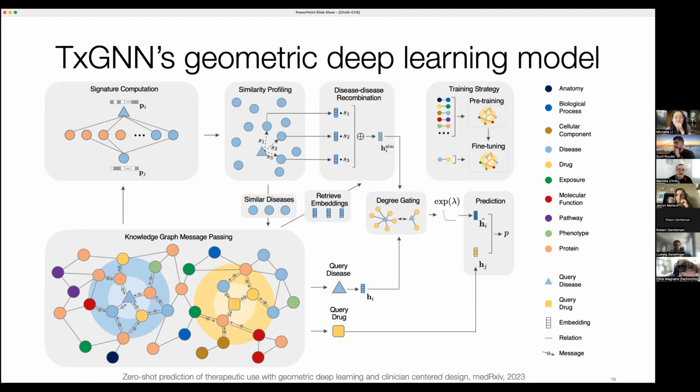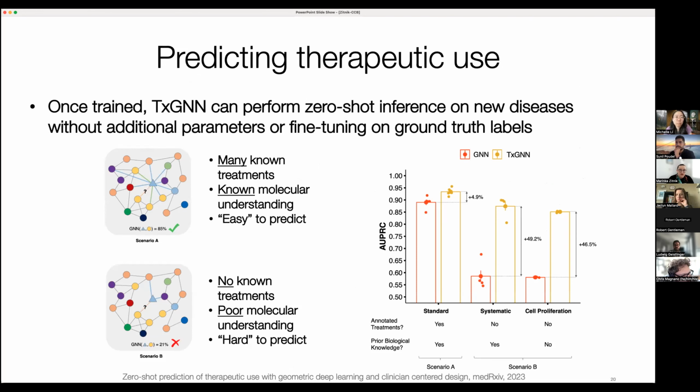Once this latent representation space of embeddings is learned, then in the fine-tuning stage, the model can be directly used for prediction around novel diseases that it has never encountered during training time, and it does not require any labeled drug or any known treatment for those diseases in order to make predictions. So let's see how TXGNN performs.